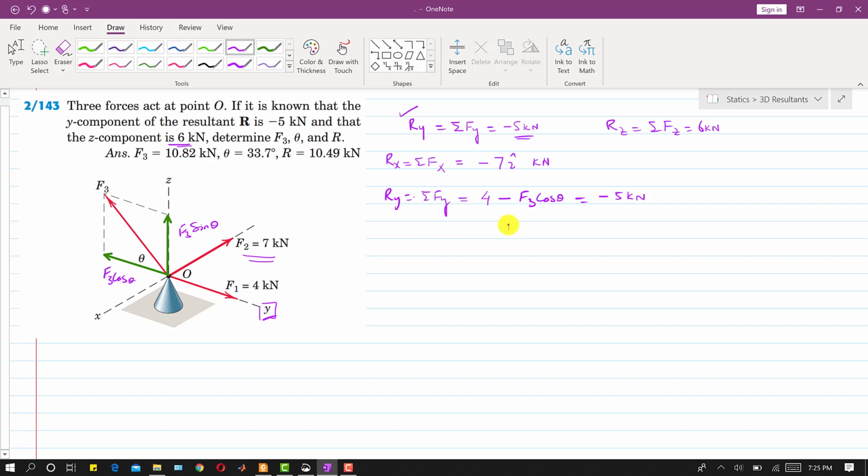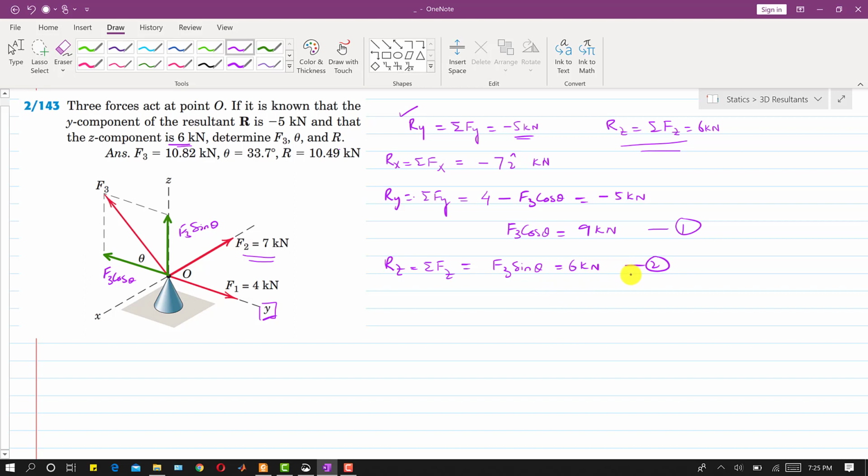So this means that F3 cos of theta is equal to 9 kilonewton, right? This is, let's say, equation number 1. Now if we apply Rz, which is equal to the summation of all forces along the z axis, as we can see, this F3 sine of theta is only in the z axis direction, right? So this means that F3 sine of theta, and this is given, is equal to 6 kilonewton. This is equation number 2.